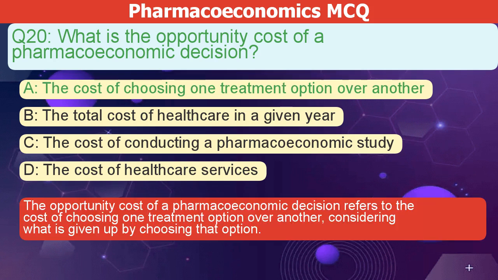The correct answer is A. The opportunity cost of a pharmacoeconomic decision refers to the cost of choosing one treatment option over another, considering what is given up by choosing that option.